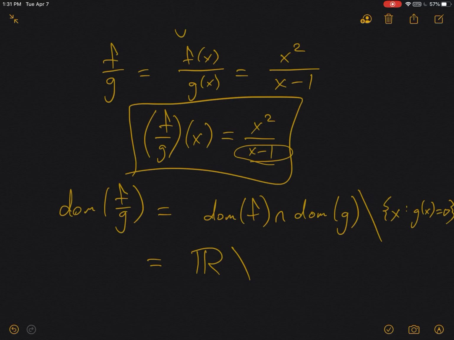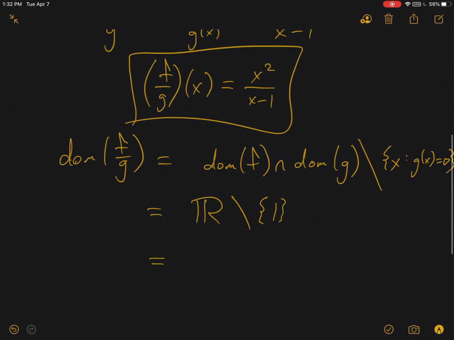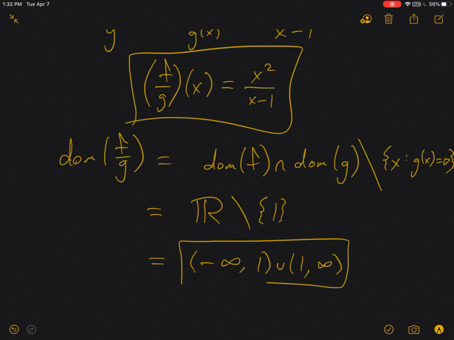But we need to take away any point that would cause this denominator to be 0. In other words, we need to take away the roots of this denominator. In this case, we just have a single linear term in the denominator, x minus 1. The thing that would make that 0 would be plugging in an x value of 1. So we would need to take away the point 1. If you want to write this in interval notation, you can. This would be all real numbers except for 1, which we normally write as the interval from negative infinity to 1, and then the interval from 1 to positive infinity. So this would be the domain of f over g.